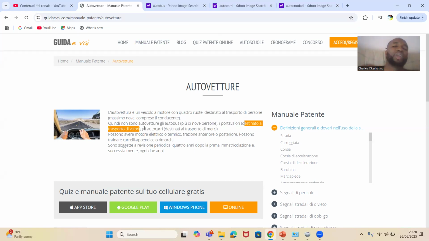Guys, watch. We now have what they call autocarri. Autocarri is destined for the transportation of goods. They are not used to transport persons. That is the difference between autocarri and Autoveicoli. And I hope if I ask you the same question now, you know the difference. Okay, let me ask a question here. We have 4 minutes. Okay, let me leave the question. But I believe you've understood now.